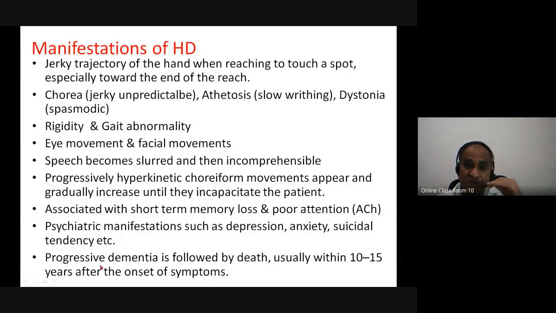What happens? The disease is progressive, dementia sets in, and after dementia sets in, he is not able to do any useful work. All the time his muscles are active, but no useful work is done, and death occurs because of pneumonia or other things, injury or anything, and this will happen within 10 to 15 years after the onset of the symptoms. So that means the disease progression is fast, and within 10 to 15 years, the person dies. This is about the manifestation of Huntington disease.